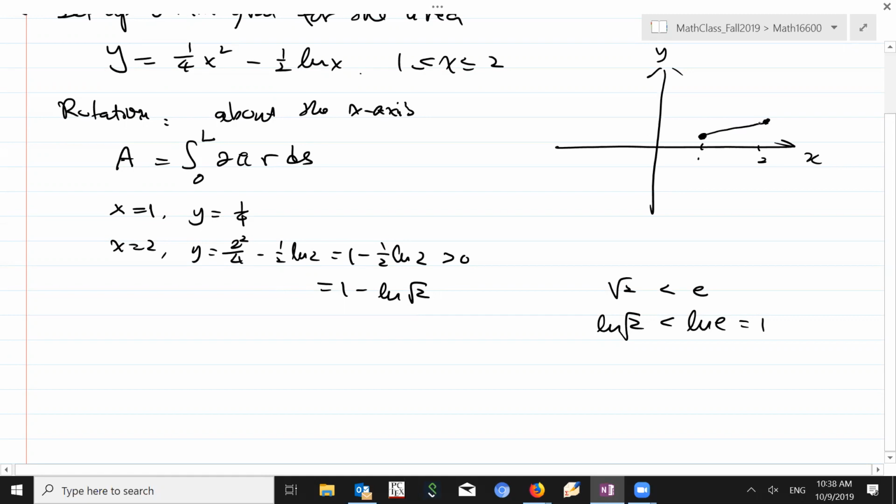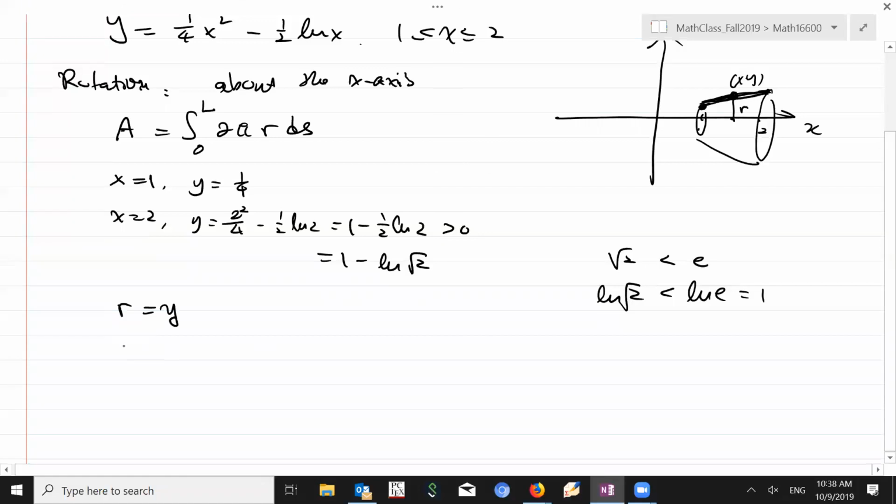And then I draw the curve. We can draw a straight line, that's fine, because this is the rotation about the x-axis. Then you rotate. And this is the original curve. We use the original curve. Take an arbitrary point, x and y, and this is the radius, right? So from the picture, you can tell the radius equals y.